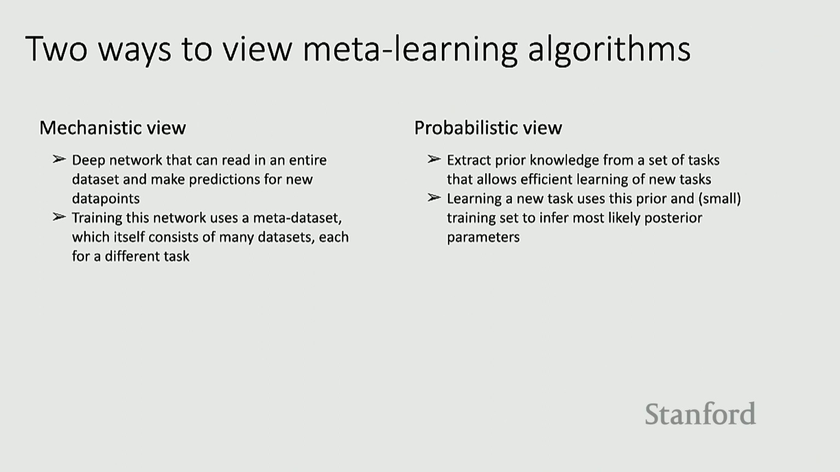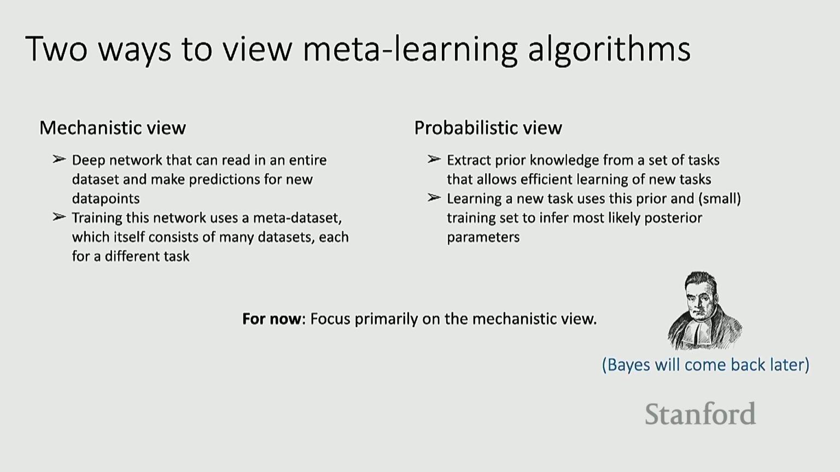So we're going to be talking about both of these views. For now, we're going to focus primarily on the mechanistic view. But when we talk about Bayesian meta-learning, we're going to talk about the probabilistic view. And the probabilistic view does end up being quite nice in terms of intuition and thinking about the problem. But I think that the mechanistic standpoint is a little bit easier for just understanding how things work from the beginning. So we'll have Bayes come back later.